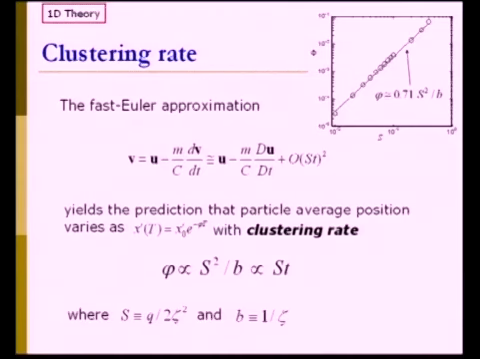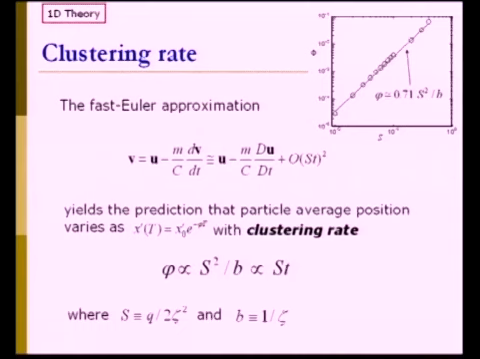You can also use this theory to predict what the rate of clustering would be. This is the so-called Fast-Euler approximation, which has been used quite a lot by Professor Balachandra at Illinois and other places. This is for a low Stokes number. You essentially approximate the particle acceleration by the fluid acceleration. And using this, you can analytically predict what the rate of clustering will be.